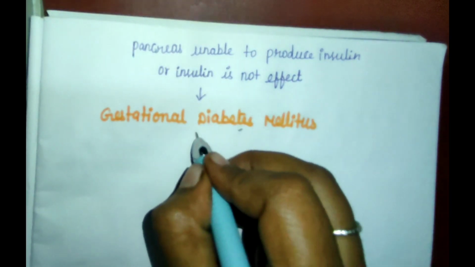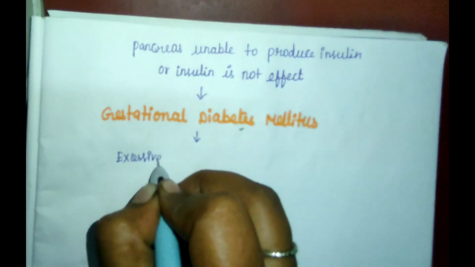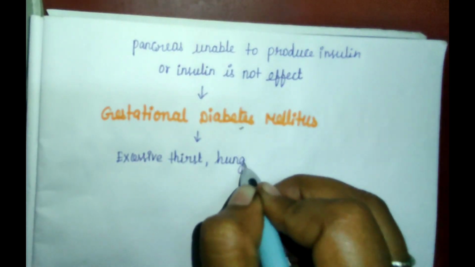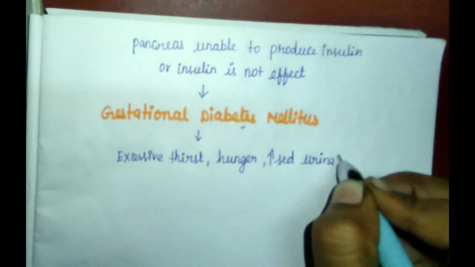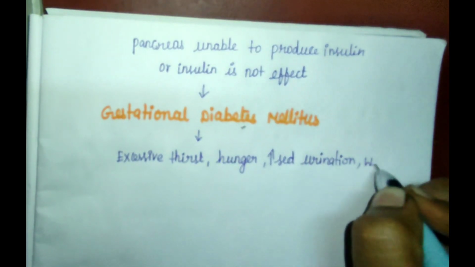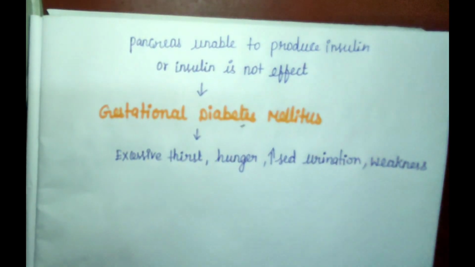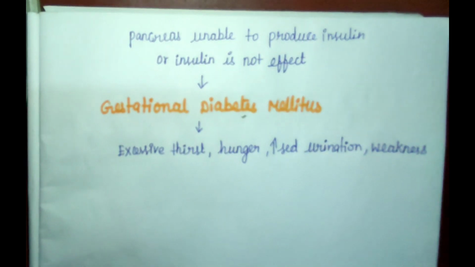So due to gestational diabetes mellitus, there will be excessive thirst, hunger, increased urination, and also weakness. So this is the pathophysiology of gestational diabetes mellitus. Next we are going to see investigations or diagnosis.